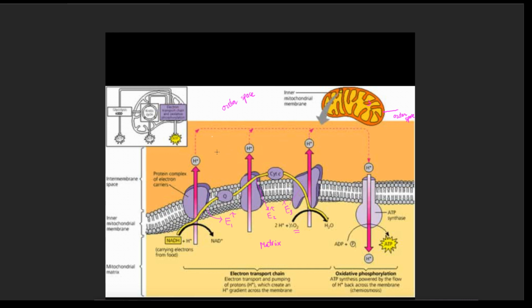To balance out the acidity, the protons must go back into the matrix area. But because the membrane is not permeable to them, they need to go back by another mechanism. When the protons travel back into the matrix area from the outer space, they activate the enzyme ATP synthase. And once ATP synthase is activated, it will convert ADPs into ATPs. So that is how ATP is synthesized from NADH.